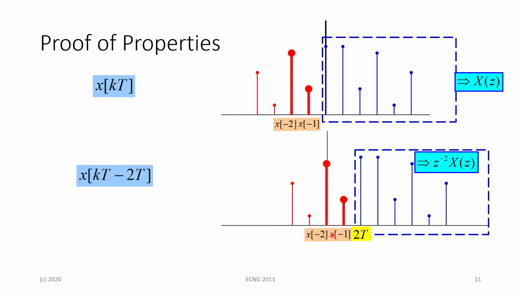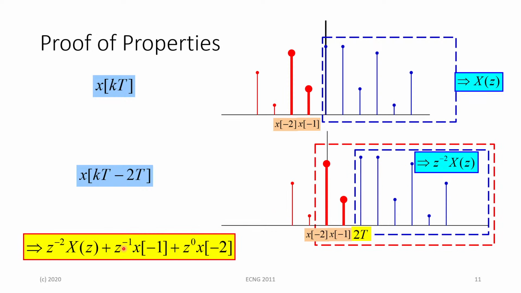But now we have to factor in this x of minus 1 and x of minus 2. So this x of minus 1 value here, when we factor this in, is also delayed by 1 sample. And this delay of 1 sample means that it's going to be Z to the minus 1 representing the delay of x of minus 1. And because x of minus 2 is at the 0 index here, this is going to be Z to the 0 of x of minus 2.